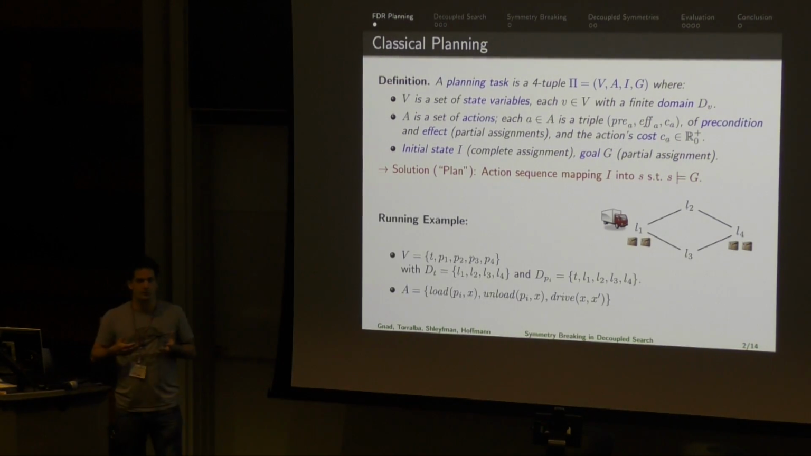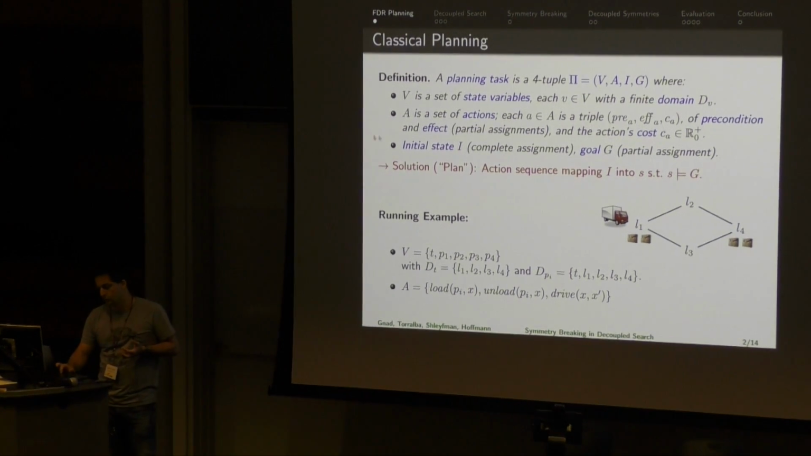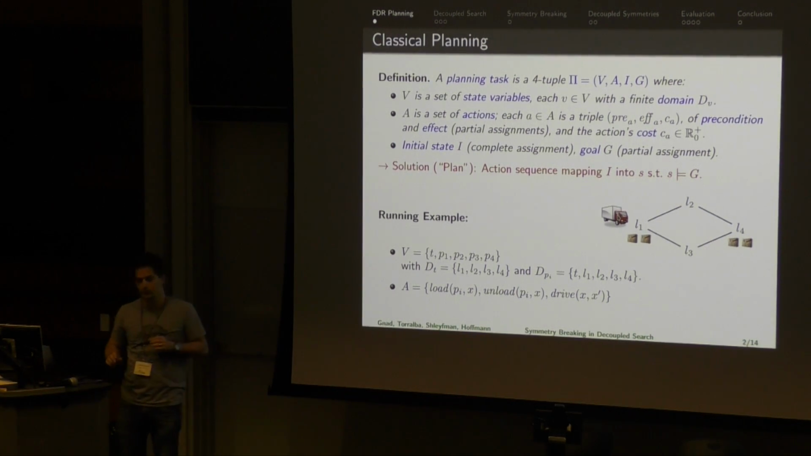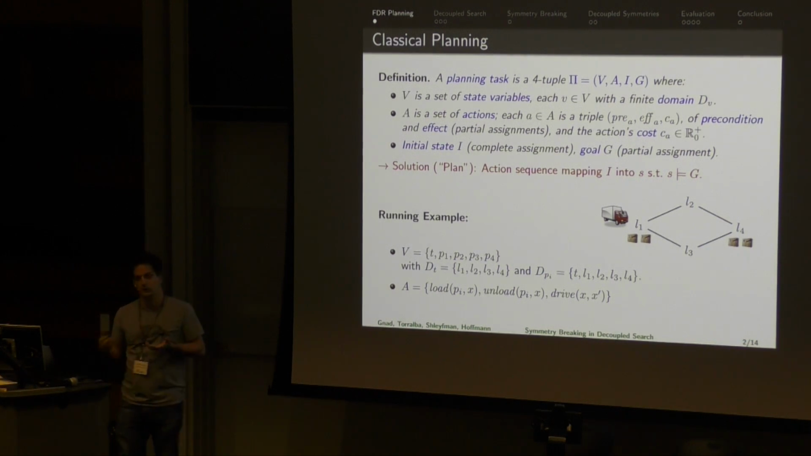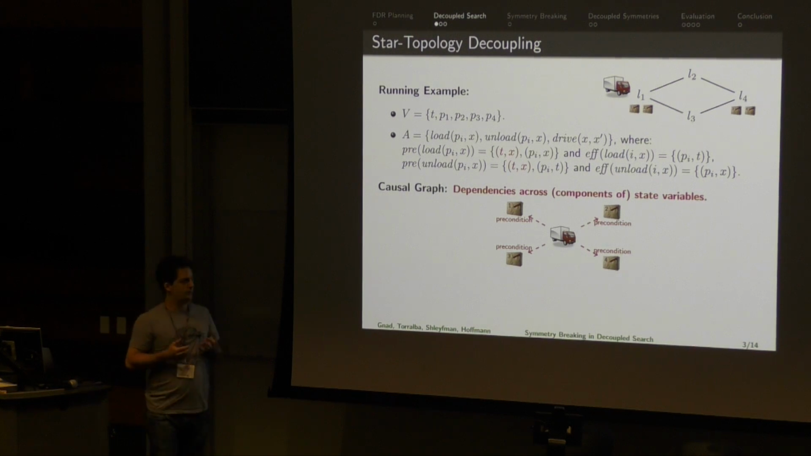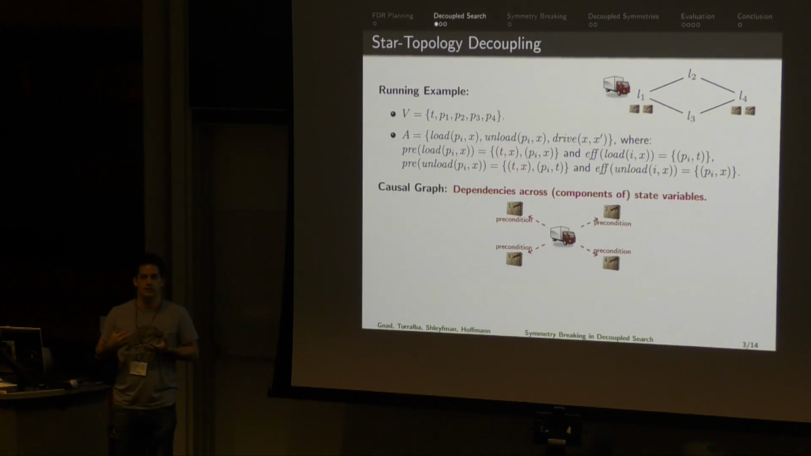Our running example will be some logistics task that has obviously some symmetries. We need to transport the packages all to the rightmost location, so everything to L4, and we do that by driving the truck and loading, unloading packages. What you see here is the causal graph of our planning problem, which captures the dependencies between the state variables that are inherent in the preconditions and effects of the actions.